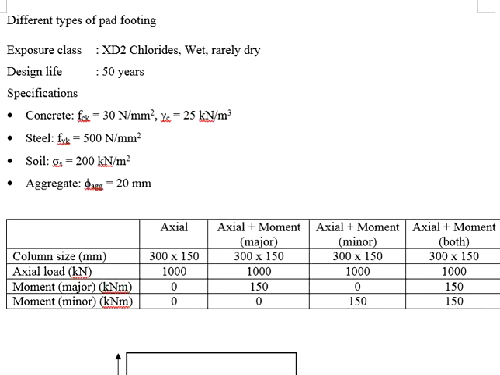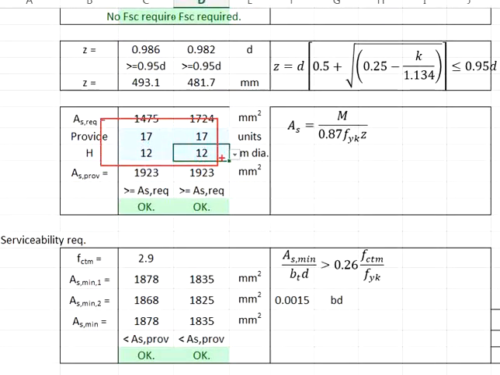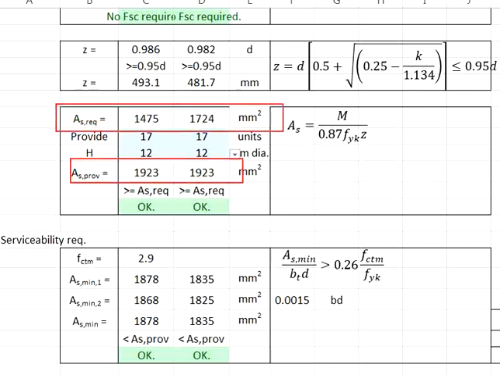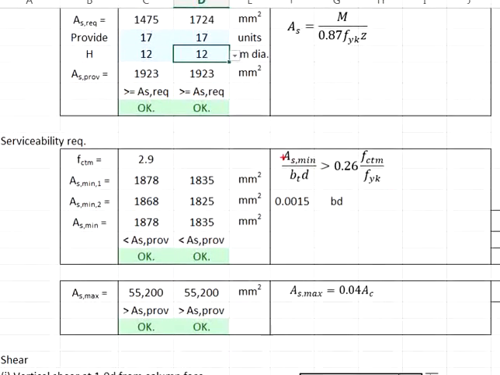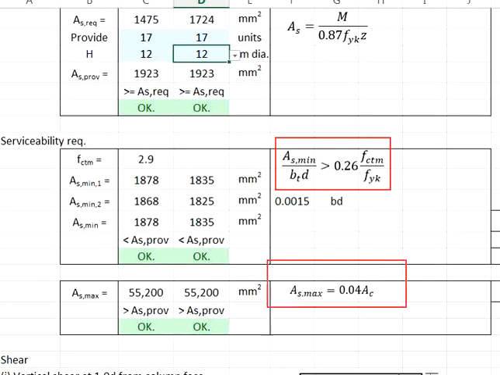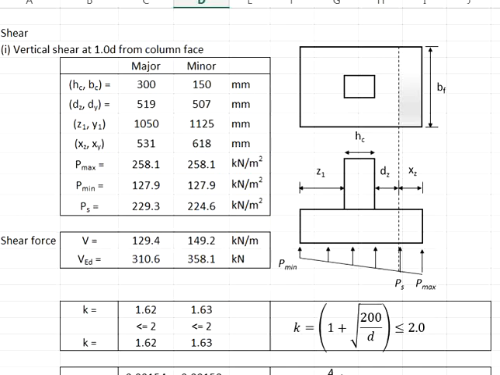Hi, let us continue with our discussions about the design of pad footing subjected to the axial loads together with the moment acting in both the major and the minor axis. So far, we have decided the amount of reinforcement bar to be embedded in the pad footing, making sure the AS provided is greater than the AS required, and the AS provided falls within the range between the AS min and the AS max. The following step will be checking the shear resistance.